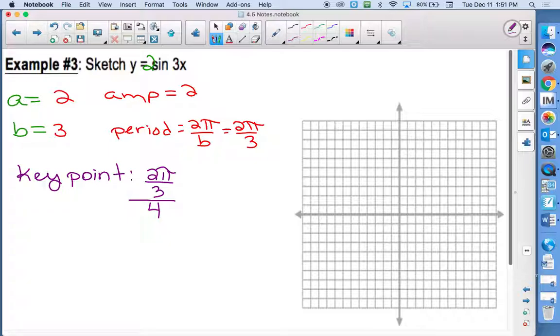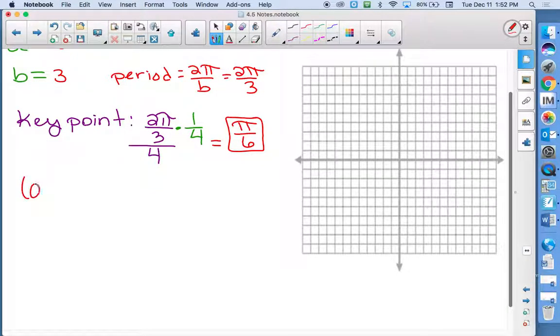How can you take 2 pi over 3 divided by 4, Chelsea? Just multiply by the reciprocal, 1/4. Do you know what that simplifies to, Chelsea? Pi over 6. So this pi over 6 value is what we're going to use to get from one angle to the next. So you're counting by the increment of pi over 6.